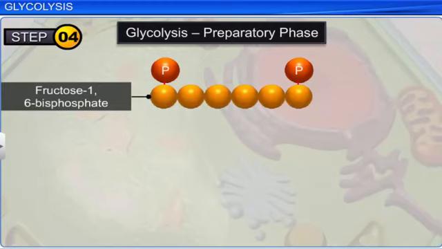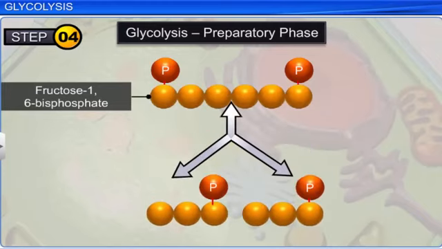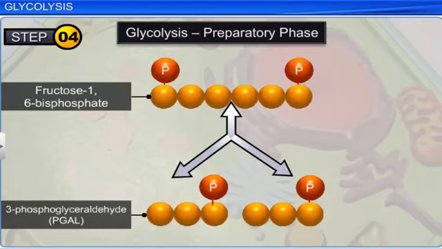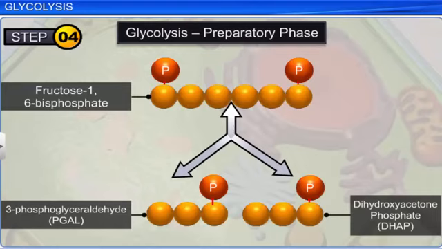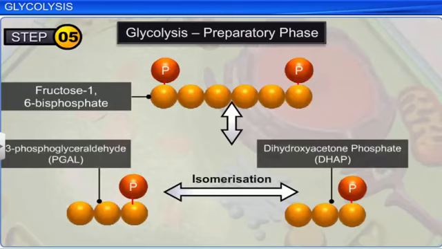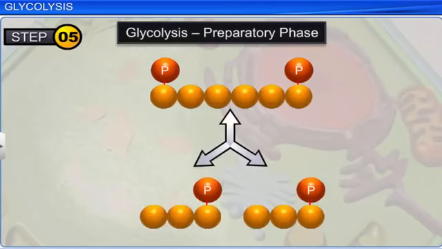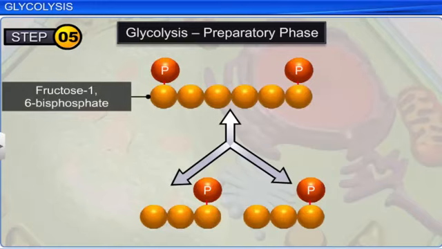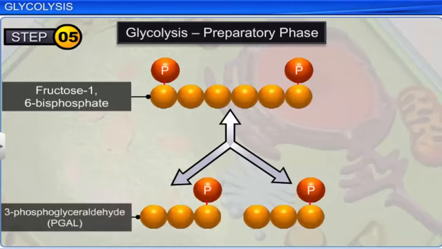The fructose 1,6-biphosphate splits into 2 molecules of 3-carbon 3-phosphoglyceraldehyde or PGAL and dihydroxyacetone phosphate or DHAP. As DHAP can't be utilized directly in the payoff phase, it isomerizes into PGAL. Thus, 2 molecules of PGAL are formed from 1 molecule of fructose 1,6-biphosphate. These reactions complete the preparatory phase of glycolysis.